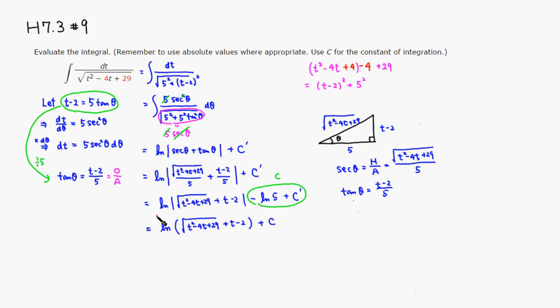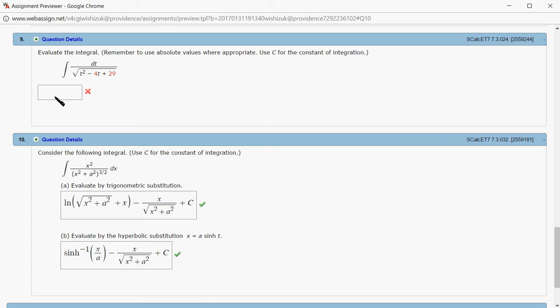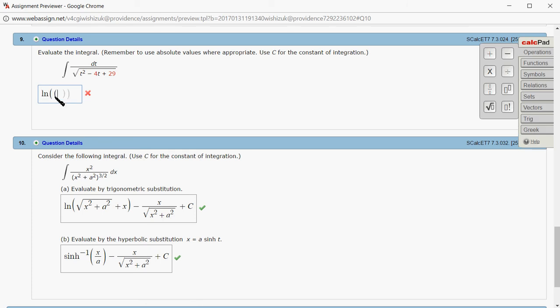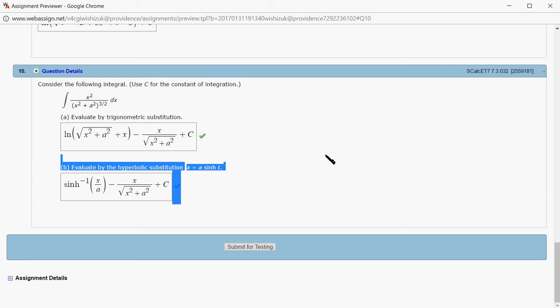So this is the antiderivative that we are looking for. Let's type it in. We have the natural log of the square root of t squared minus 4t plus 29 plus t minus 2, plus some constant c. Let's submit for testing.